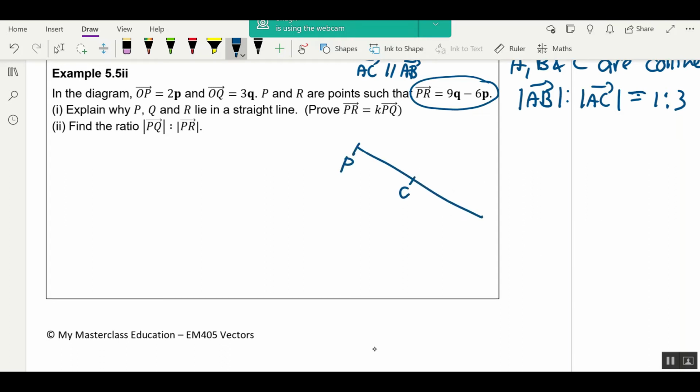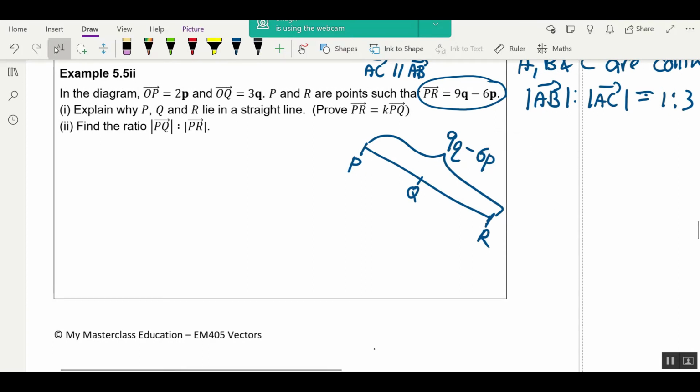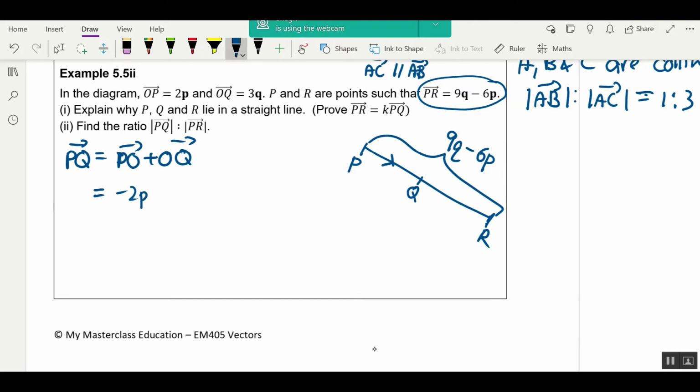So P, Q, R. Okay, we know that the longest one is equal to 9Q minus 6P. So let's do PQ, because this way we are looking at PQ. PQ is equal to PO plus OQ, which is equal to negative 2P plus 3Q. Let's change the order and underline everything that is in bold.